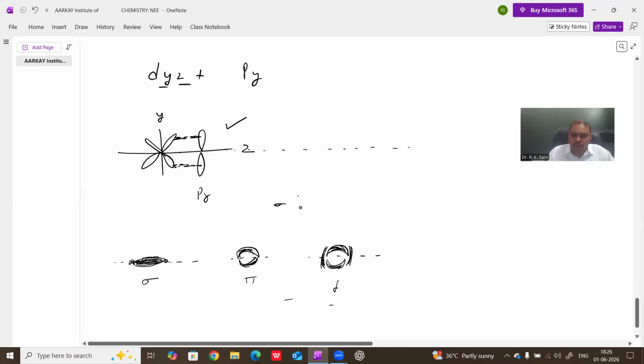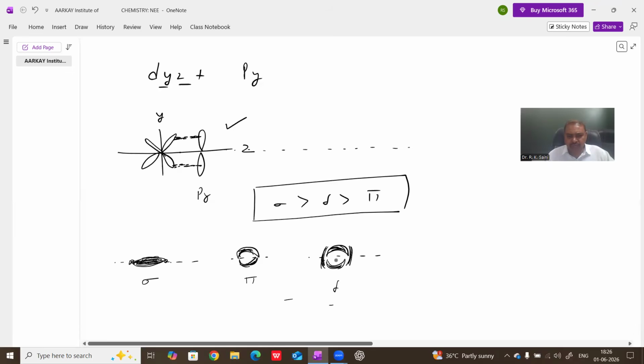Therefore, the relative strength of covalent bonds is sigma bond, then delta bond, and then pi bond, because in the case of a delta bond the electron density is divided into 4 parts and the internuclear axis is surrounded by 8 lobes, and so a delta bond is comparatively stronger than a pi bond. It is the relative strength. Okay, and this is the topic.